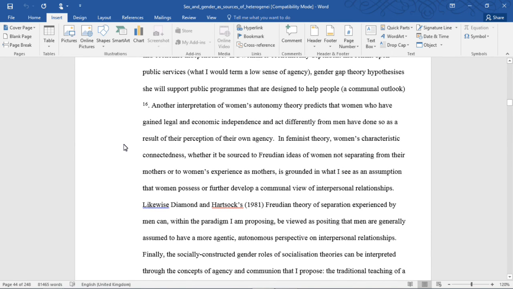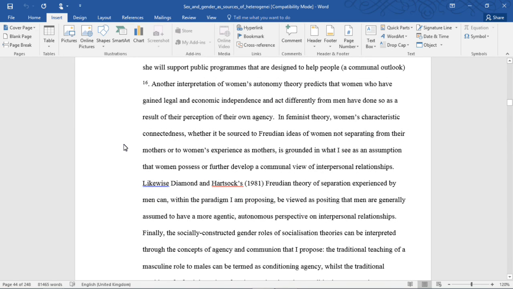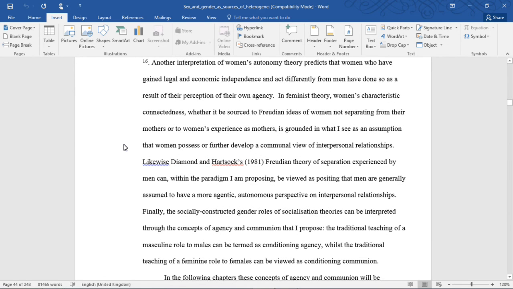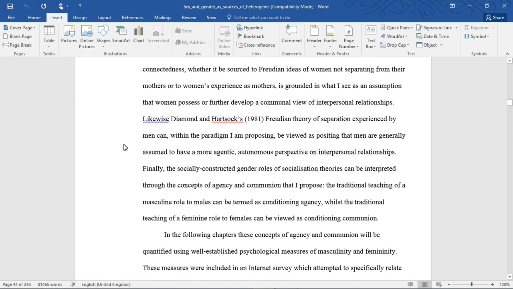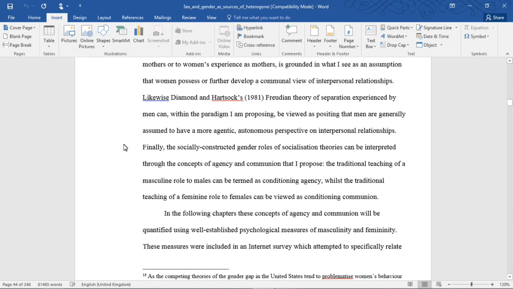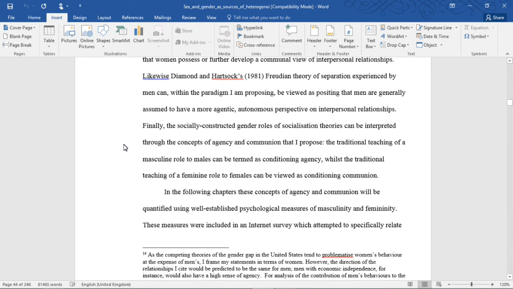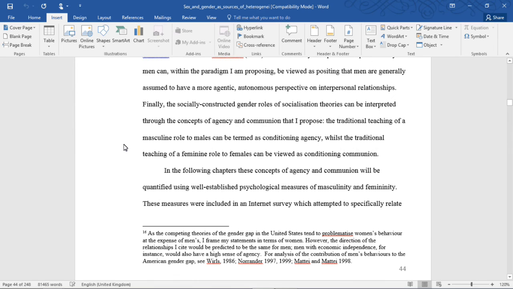Another interpretation of women's autonomy theory predicts that women who have gained legal and economic independence and act differently from men have done so as a result of their perception of their own agency. In feminist theory, women's characteristic connectedness, whether it be sourced to Freudian ideas of women not separating from their mothers or to women's experience as mothers, is grounded in what I see as an assumption that women possess or further develop a communal view of interpersonal relationships. Likewise, Diamond and Hartsock's Freudian theory of separation experienced by men can, within the paradigm I am proposing, be viewed as positing that men are generally assumed to have a more agentic, autonomous perspective on interpersonal relationships.